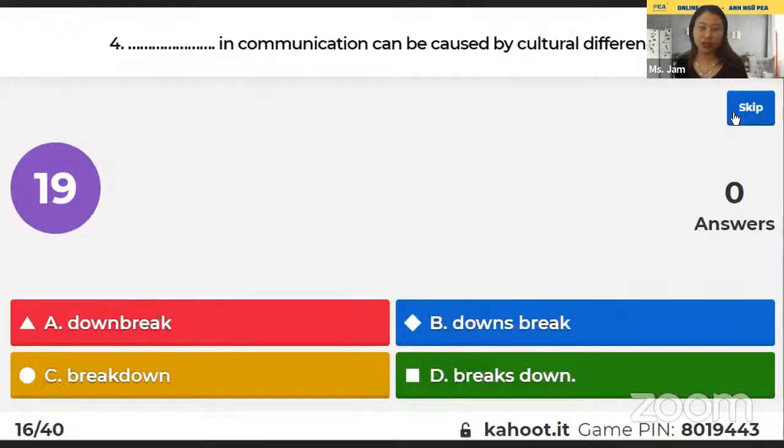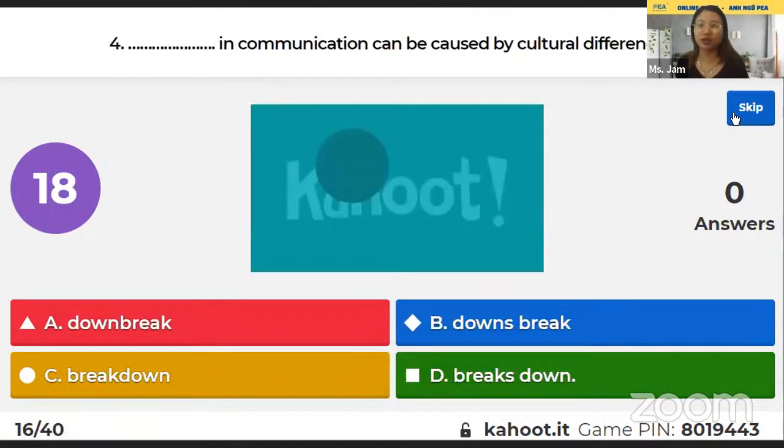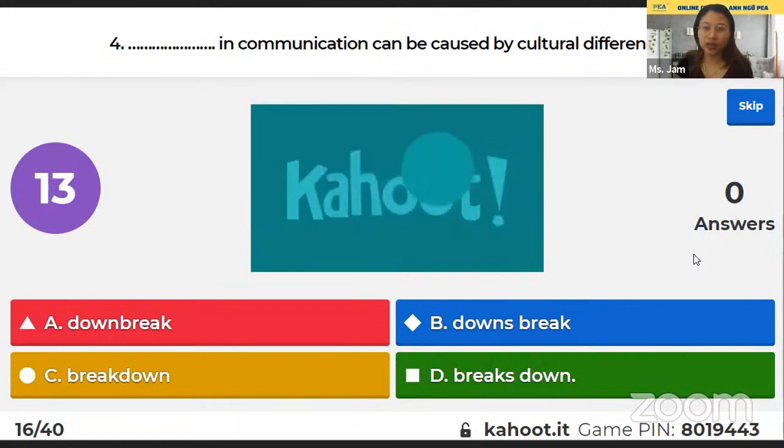Blank in communication can be caused by cultural differences. Down break, downs break, break down, breaks down.